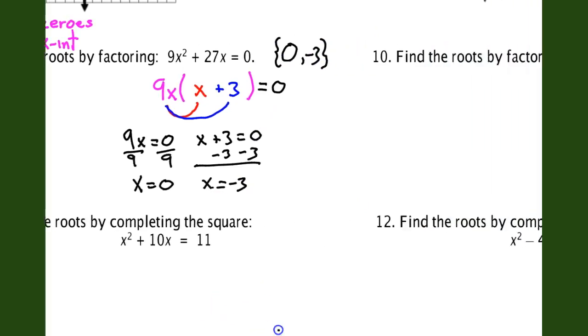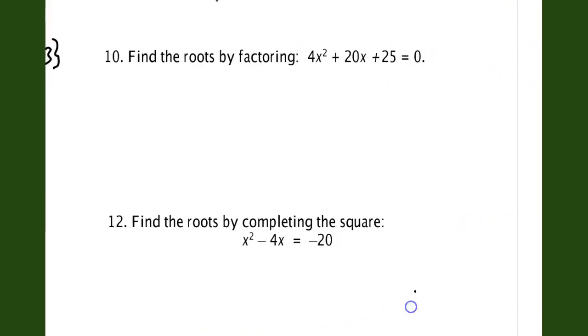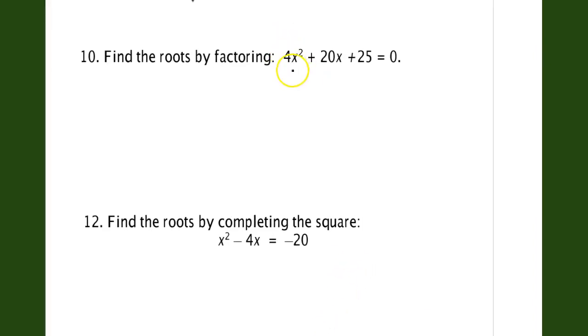Let's take a look at number 10, also by factoring. As I mentioned before, the first step is always GCF. So is there a number that 4, 20, and 25 are all divisible by? Let's see here, 4 goes into 20, but 5 is only divisible by 5. 5 goes into 20, but 5 doesn't go into 4. So you have to check all these combinations to make sure that you've exhausted every possible number. So no GCF here this time.